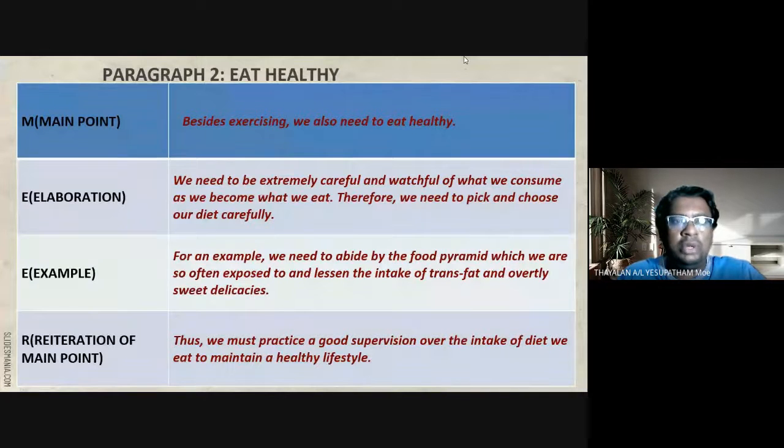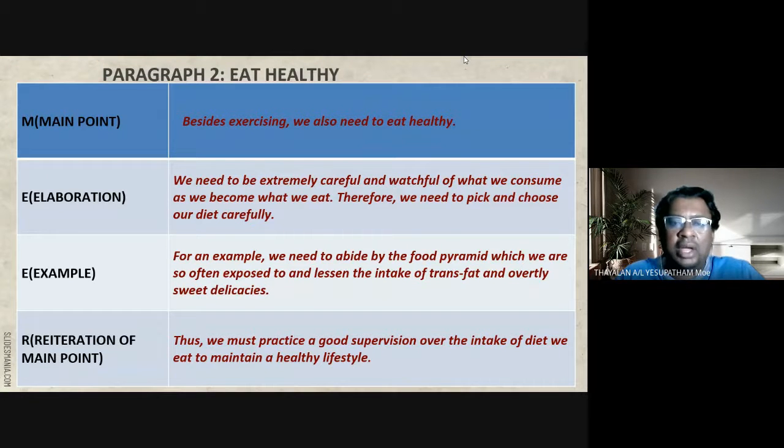Paragraph number 2. Main point again, besides exercising, we also need to eat healthy. Point stated. Elaboration. We need to be extremely careful and watchful of what we consume, as we become what we eat. Therefore, we need to pick and choose our diet carefully.